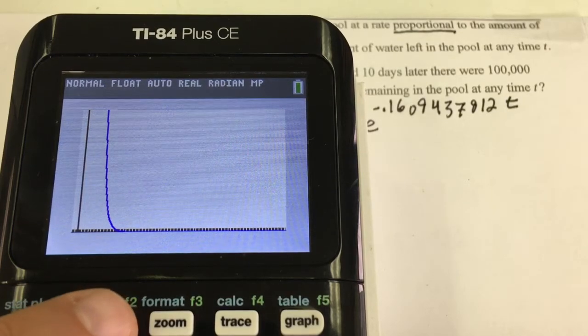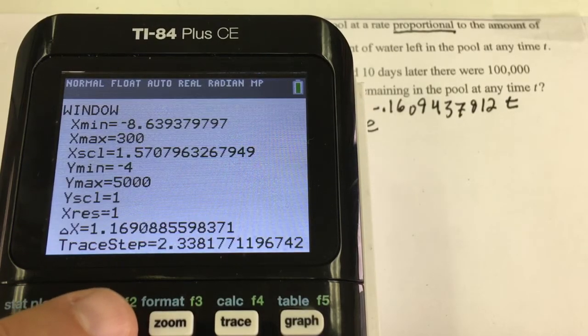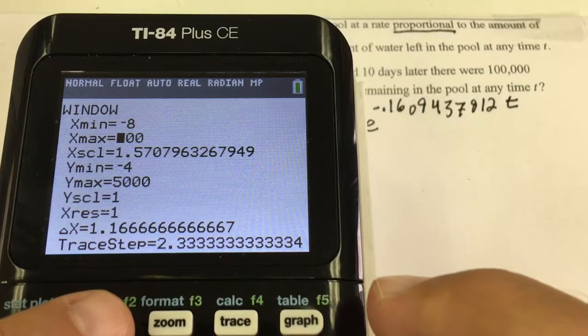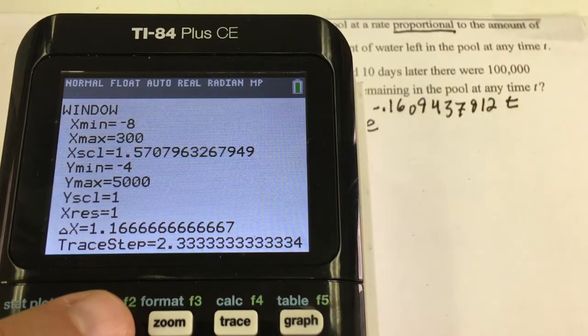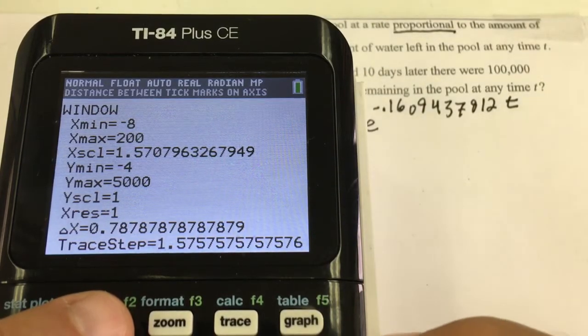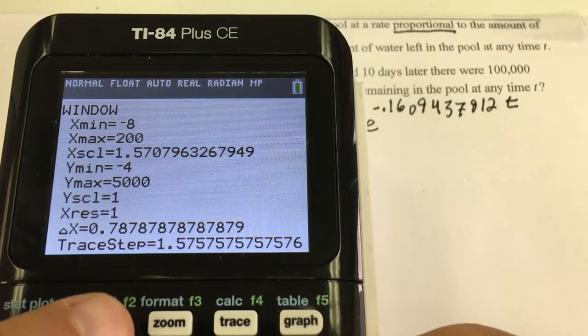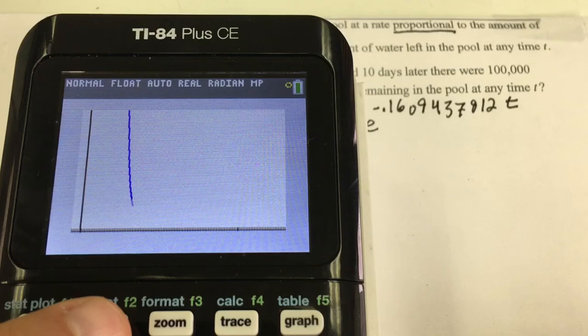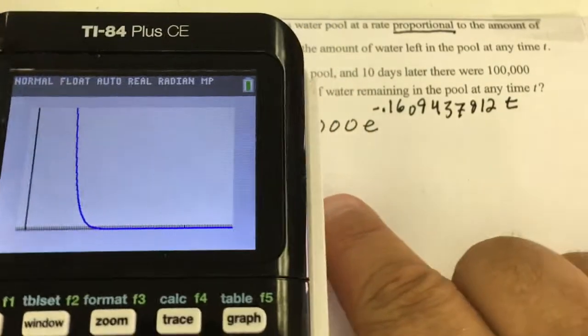Notice I have my window set up pretty nice. I knew it was going to be a large one. My x-min is like negative 8. My x-max is 300. I don't think I needed 300, so I'll knock that down to like 200. My y-min is negative 4. I didn't need that. My y-max is 5,000. Maybe I'll knock that down to 1,000. And we'll graph it again. And there it is.